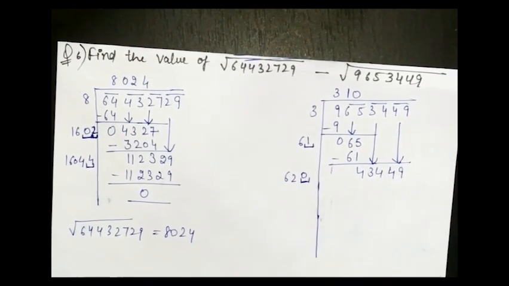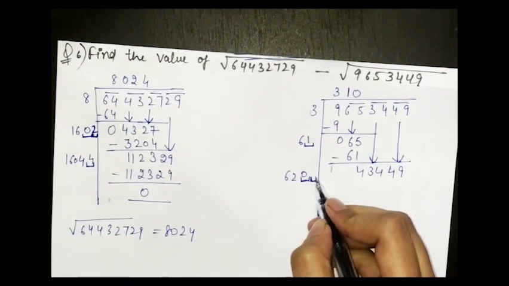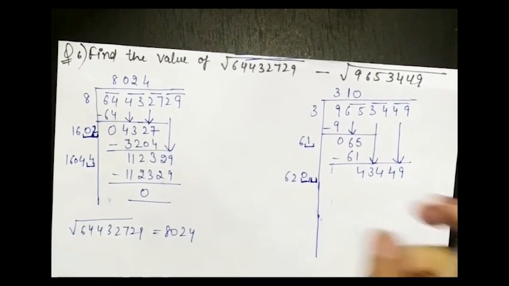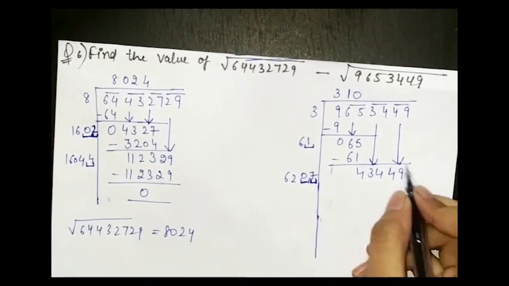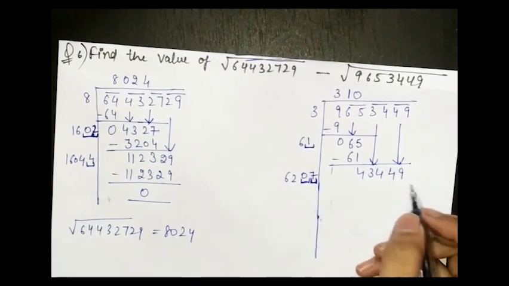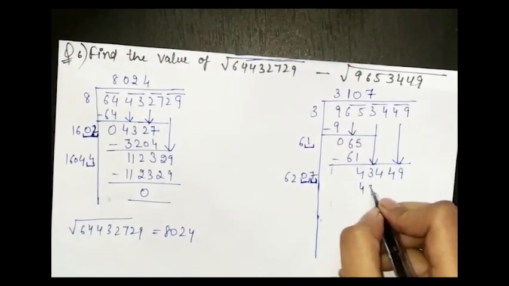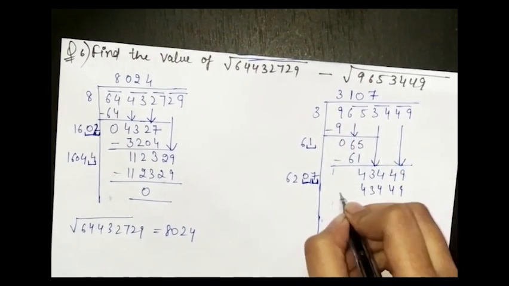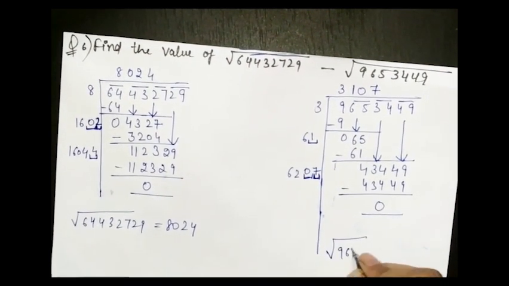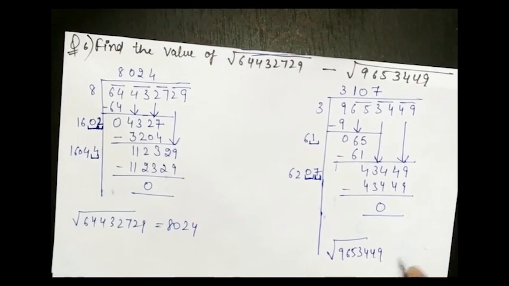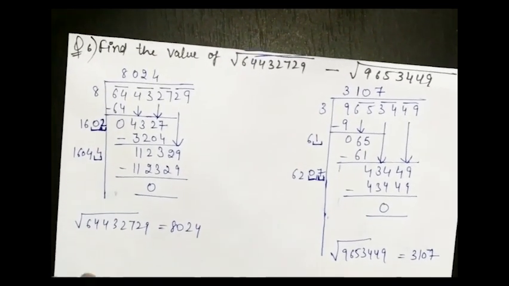Now we want one number instead of 0 that will completely divide this, that is 7. As you have seen, 49 is a square, so it is completely divisible by 7. So this will be 43449, that is 0. So the square root of 9653449 is 3107. Now we will be subtracting this.